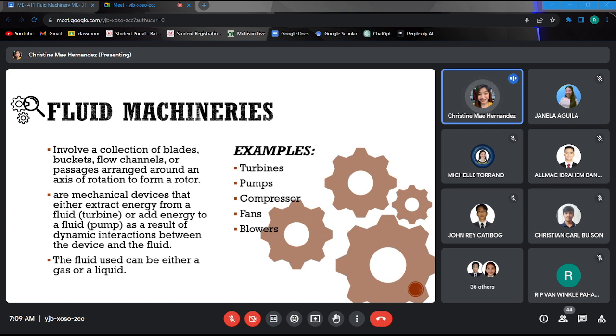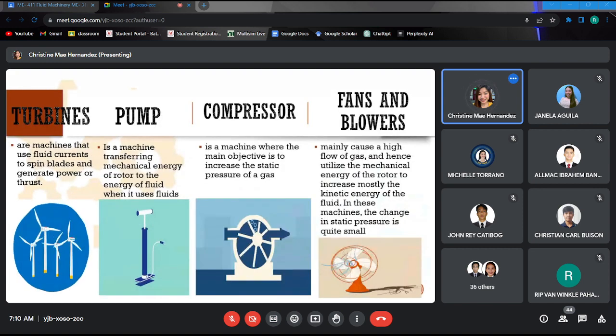Ma'am, I got a bit confused about extracting energy from a fluid and adding energy to a fluid. Can you please elaborate? Okay, so let's focus on turbines.